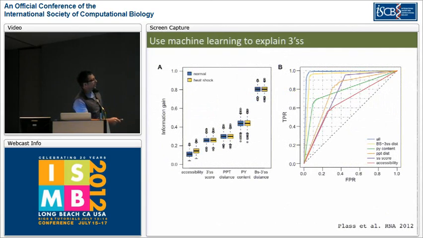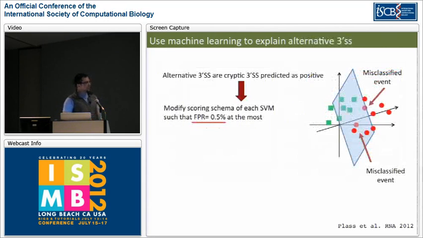Let me point out that the features that are the best separators for this model are actually not the accessibility, which is related to the secondary structure, but in fact the distance to the branch site and the pyrimidine content. But accessibility still counts for the prediction. Okay, so we can improve the precision. This is also interesting from the point of view of predicting alternative sites.